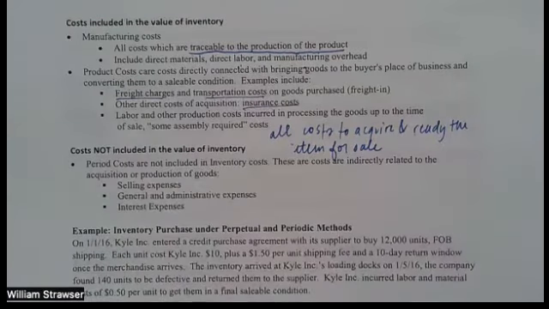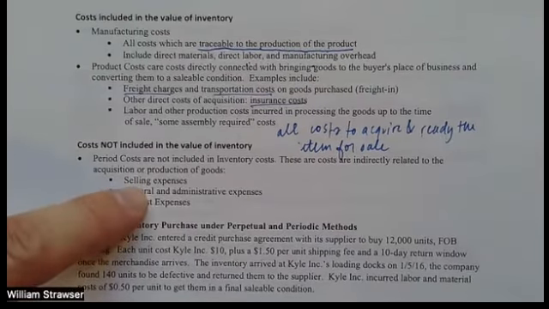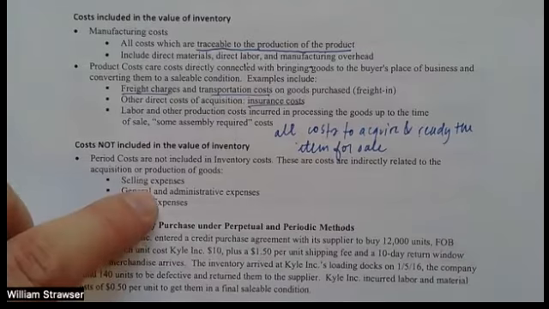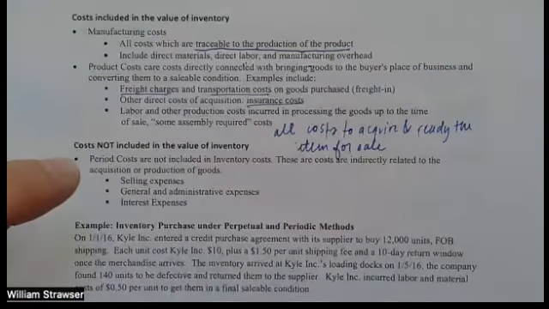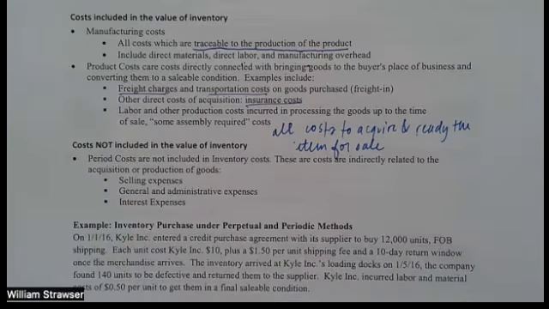So costs that we don't include in inventory are the costs that are indirectly related to the acquisition and production of goods. So if we have selling expenses on the inventory, we pay wages to employees to work the floor. Perhaps we even pay them commissions on their sales. Those are not inventory cost of goods sold. Those are selling expenses, just a regular operating expense, not cost of goods sold. General and administrative expenses, well, certainly we have to have a storefront. We have to pay rent or a lease payment on that storefront. We have to have electricity. Those sorts of things are general and administrative costs, not part of cost of goods sold.